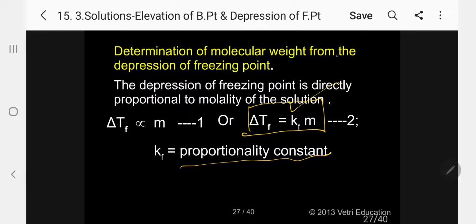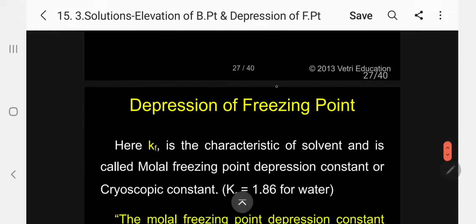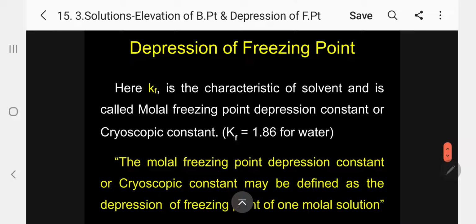Kindly follow. Kf is the characteristic of the solvent and is called the molar freezing point depression constant or cryoscopic constant. In this case, Kf for water is 1.86.